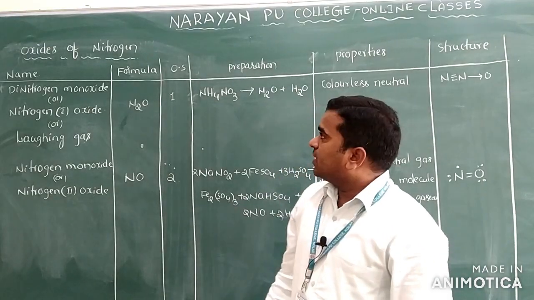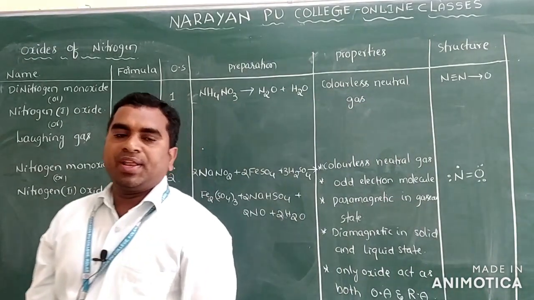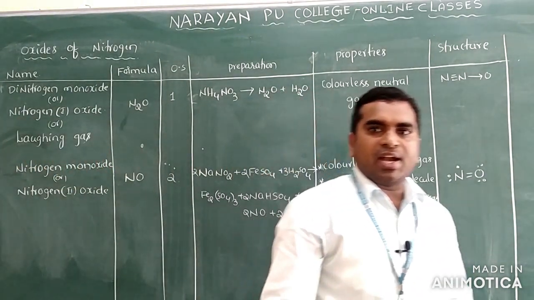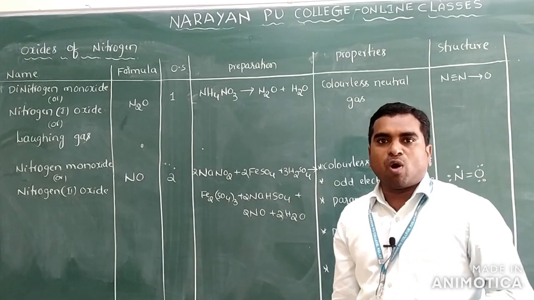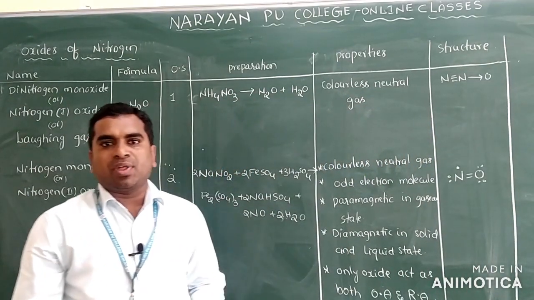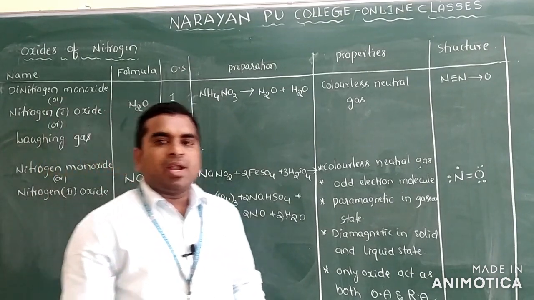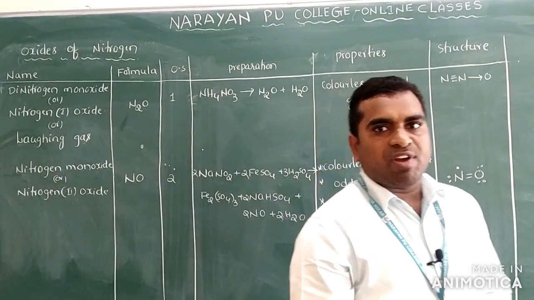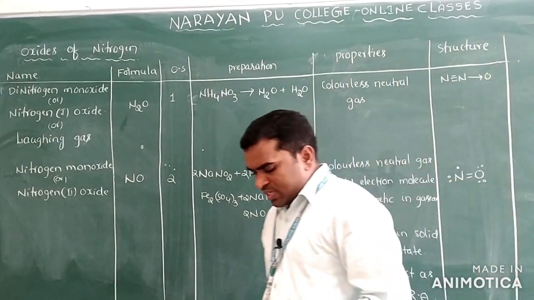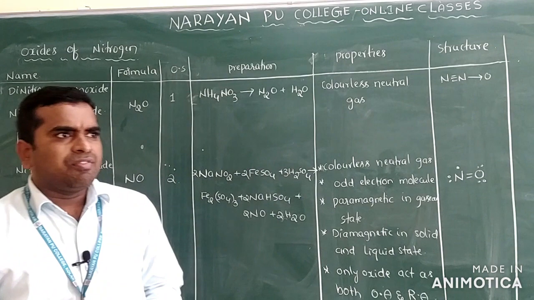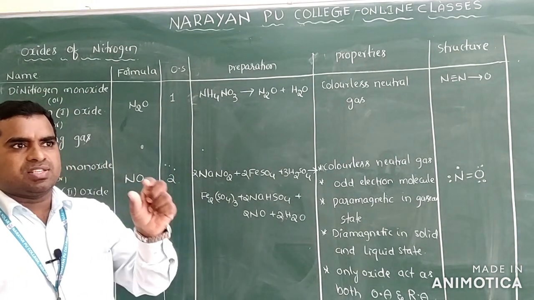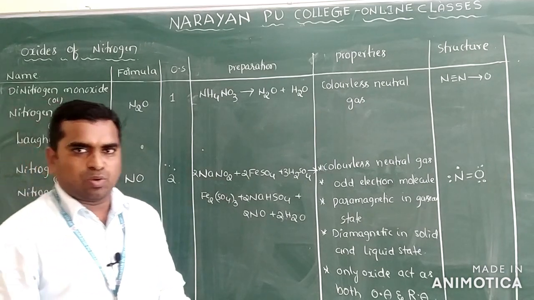So next one is oxides of nitrogen. We have already discussed that nitrogen can form many oxides because it has the capability to form p pi multiple bonds with highly electronegative atoms like oxygen. So nitrogen will form almost 5 types of oxides, or we can say 6 types, because the dimer of NO2 will also be included here.